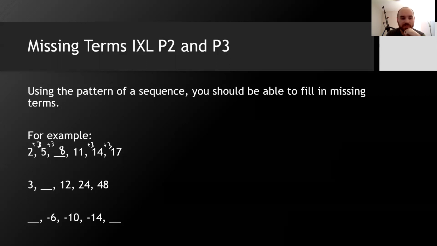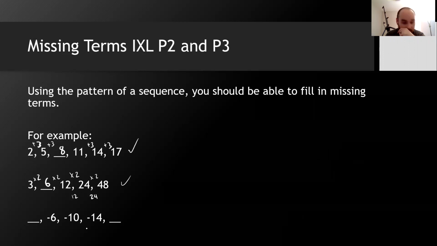For the next one, we have 3, blank, 12, 24, and 48. So the difference between these 2 is 12. The difference between these 2 is 24. So that's getting bigger as we go, so we know it's not an arithmetic sequence. If we look for a geometric one, we double this, that brings us from 12 to 24. We double this to get from 24 to 48. So we probably know we're going to have to double this. 3 times 2 gives us 6. 6 times 2 does in fact give us 12, so we know that this works. So 6 is our missing number.